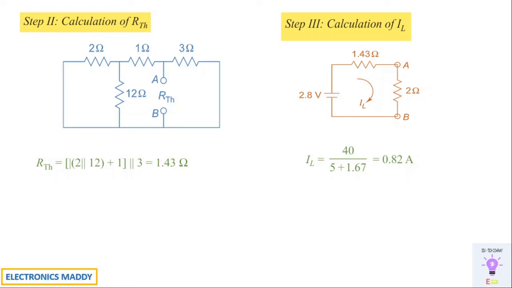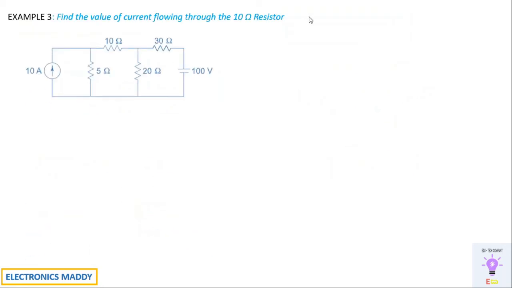So once this is done, I hope these two problems will give you great clarity, but we'll also go for another type which has a current source as well. So example 3 contains a current source, and it is asking us to find the value of current flowing through the 10 ohm resistor. So again, this has the same steps that we have followed in the previous problem. That is, step 1 is to calculate the value of VTH.